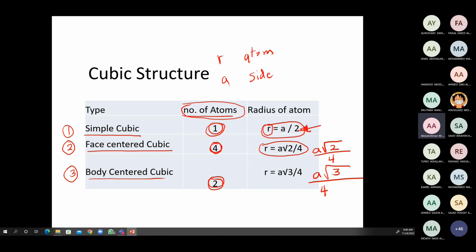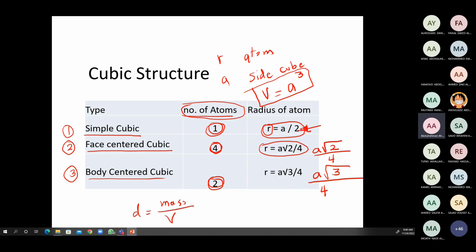What's the volume of the cube? A times A times A, so A cubed, or A to the power of 3. Exactly. Clear? Okay. How do we calculate the density of the cube? The mass over volume. Exactly.